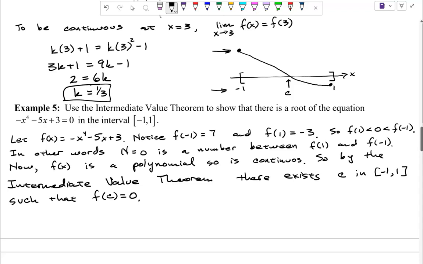In other words, f has a root in the interval -1 to 1. Go ahead and do the similar problems that come after this, numbers 1, 2, 3, and 4.